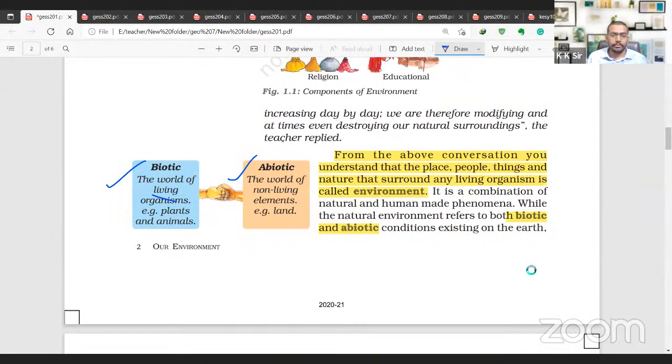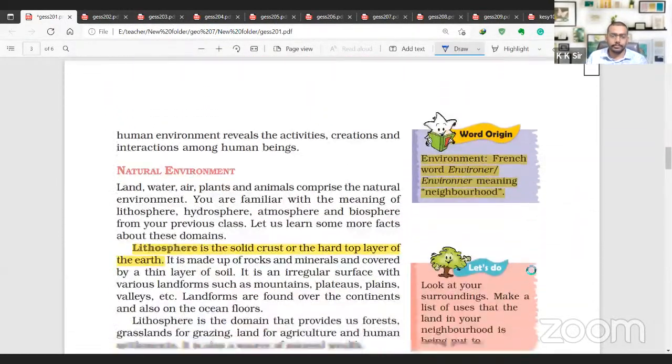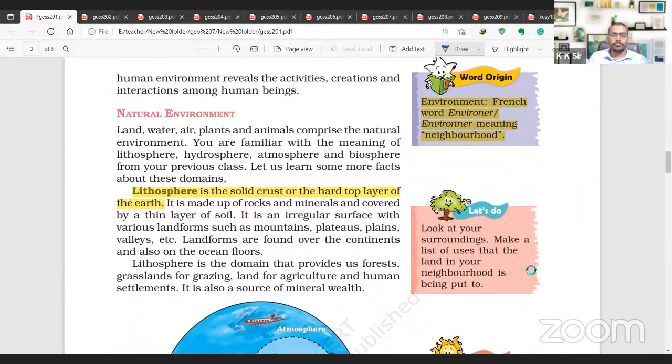Biotic is the living organisms. Abiotic is non-living like land, air, water, sun. Environment is a mixture of both biotic and abiotic components. Environment means neighborhood. It has been taken from a French word.